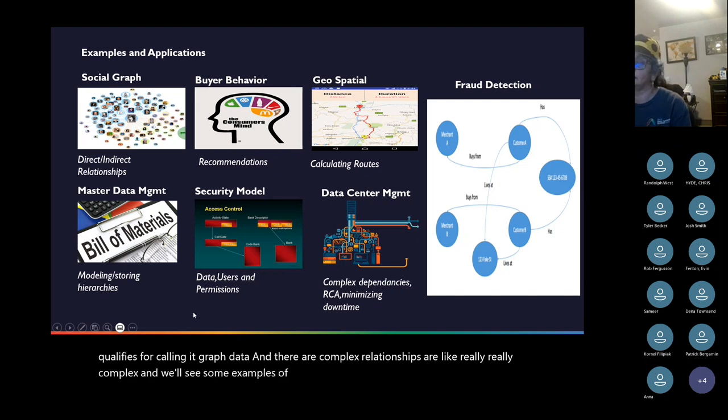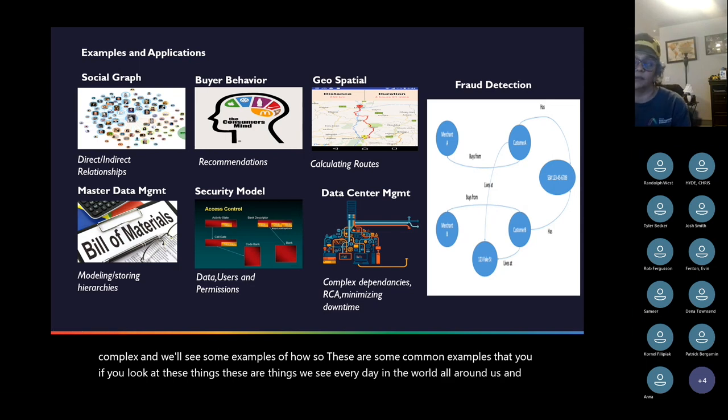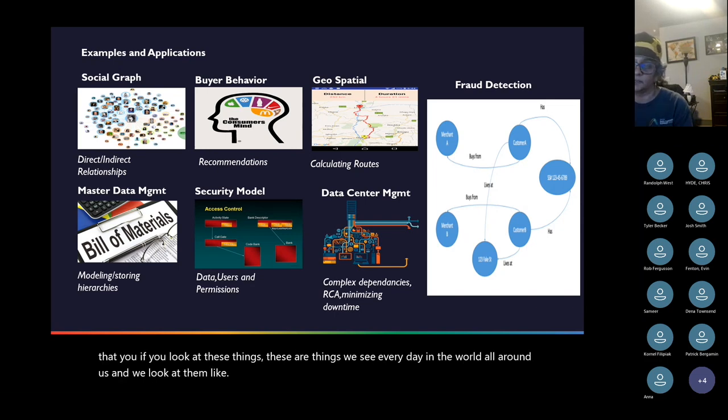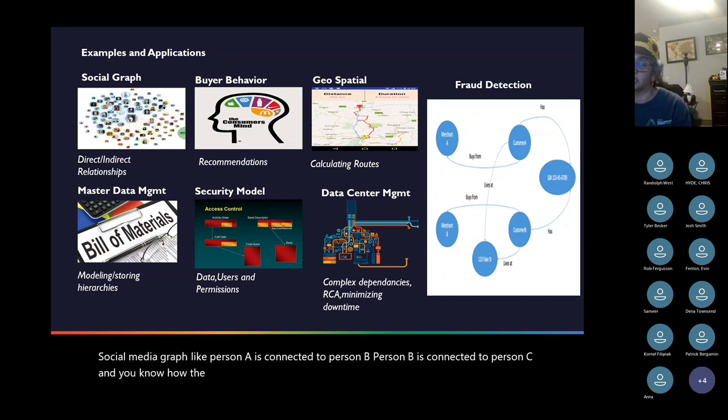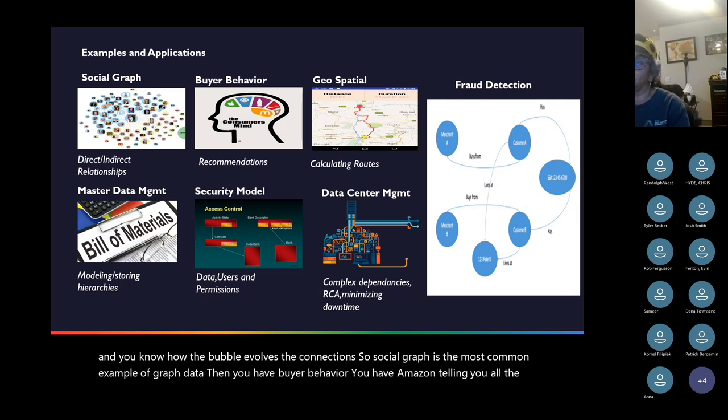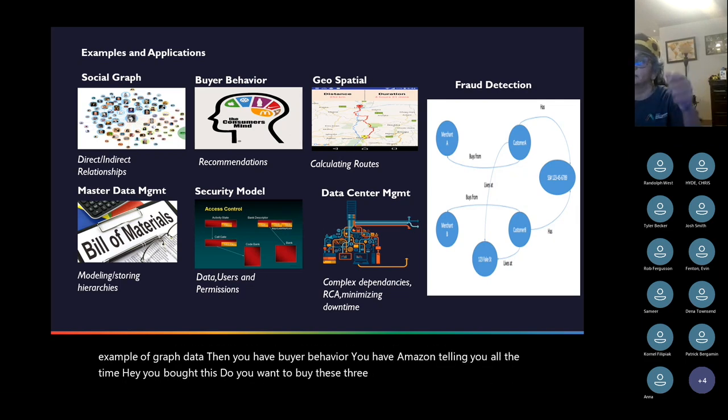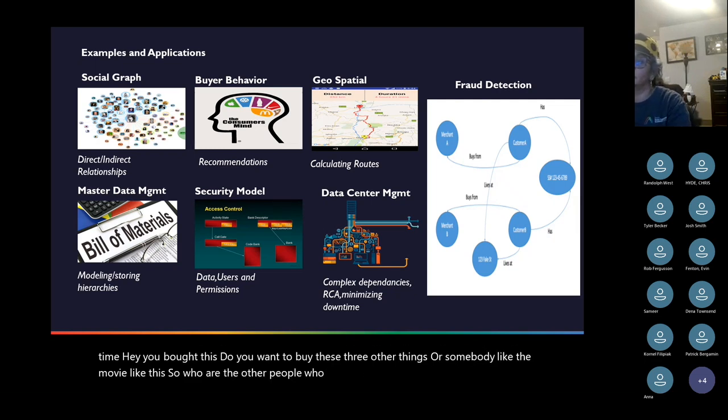So these are some common examples. These are things we see every day in the world all around us. Like the social media graph, where person A is connected to person B is connected to person C, and you know how the bubble evolves, the connections. So social graph is the most common example of graph data. Then you have buyer behavior. You have Amazon telling you all the time, hey, you bought this, do you want to buy these three other things? Or somebody liked a movie like this, so who are the other people who like the same movie? Stuff that you get on Netflix or Amazon.